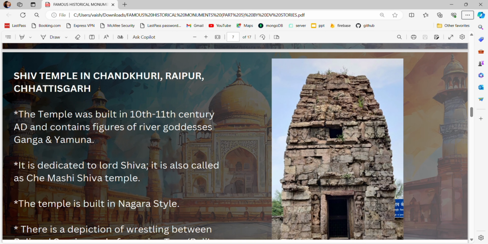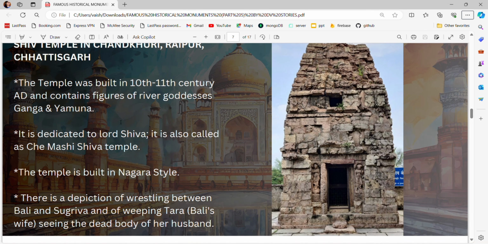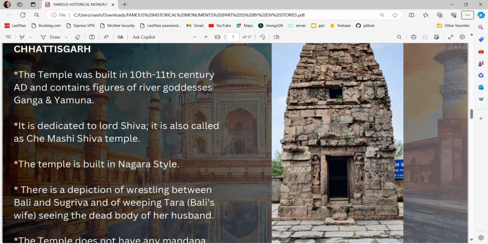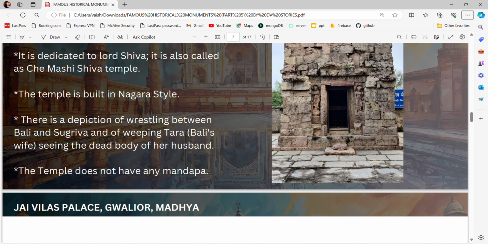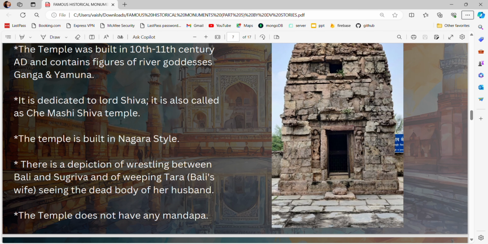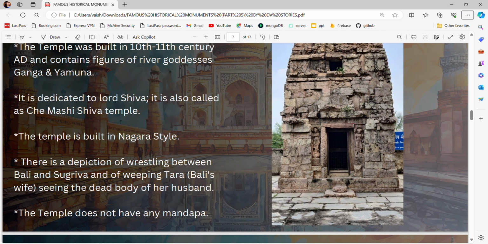And next, the Shiv temple in Chandkhuri, located in Raipur, Chhattisgarh. The temple was built in the 10th to 11th century AD and contains figures of the river goddesses Ganga and Yamuna. It is dedicated to Lord Shiva. It is also called the Chhamashi Shiva temple. The temple was built in the Nagara style of architecture. There is a depiction of the wrestling between Bali and Sugriva, and of weeping Tara, who is Bali's wife, seeing the dead body of her husband. The temple does not have any mandapa.